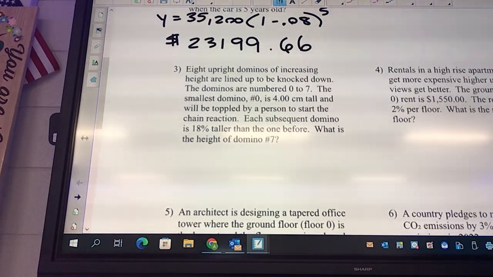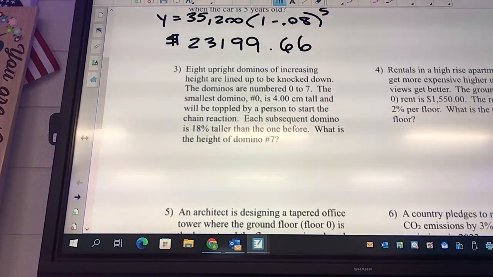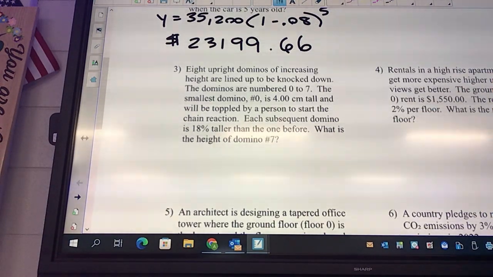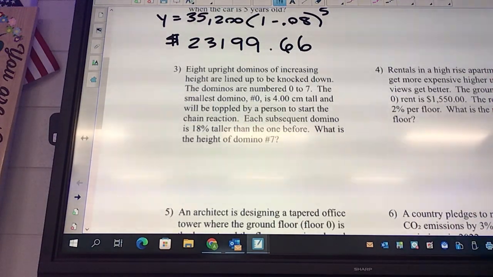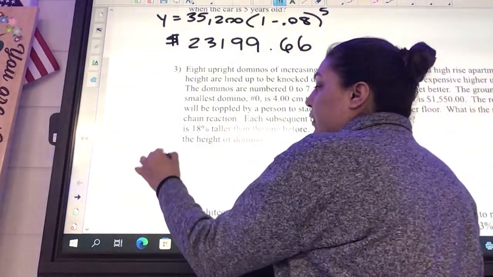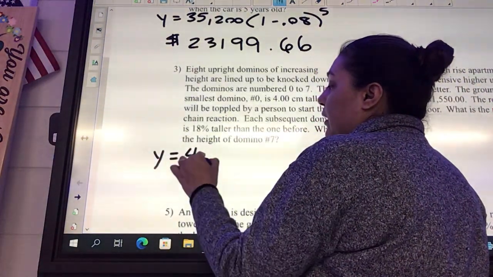The dominoes are numbered 0 to 7. The smallest domino, number 0, is 4 centimeters tall and will be toppled by a person to start the chain reaction. Each subsequent domino is 18% taller than the one before. What is the height of domino 7? Now, that sounds pretty crazy, right? What is the first domino's height? 4 centimeters. So that's going to be our initial value.